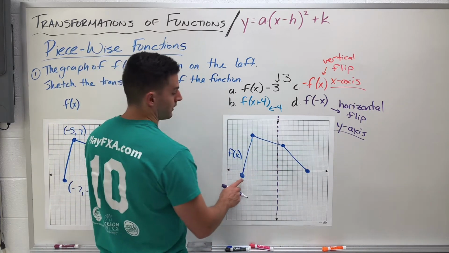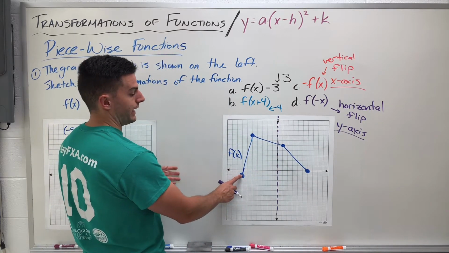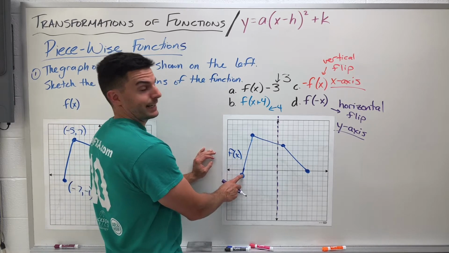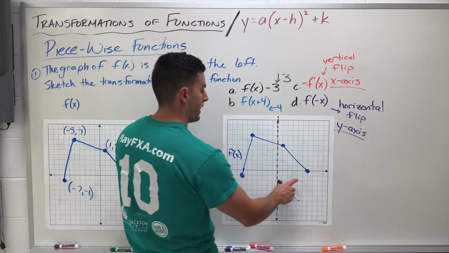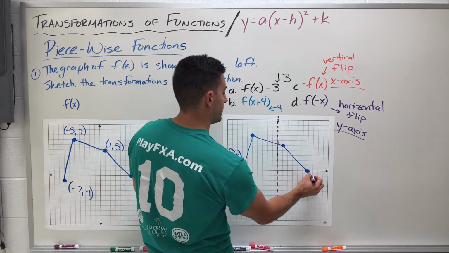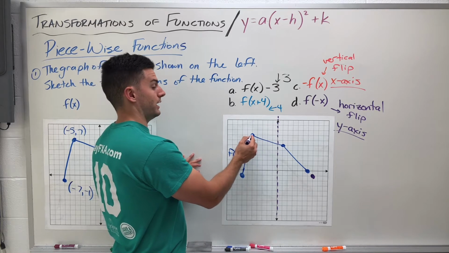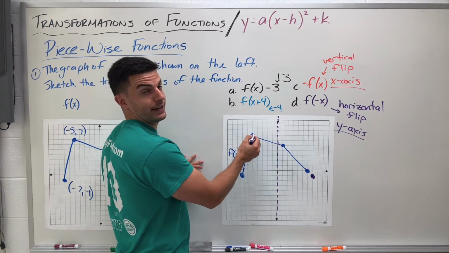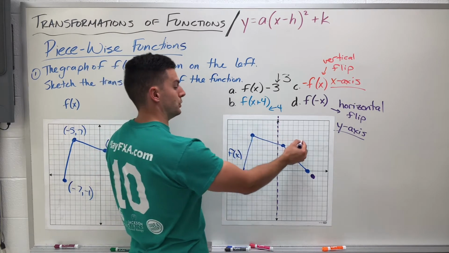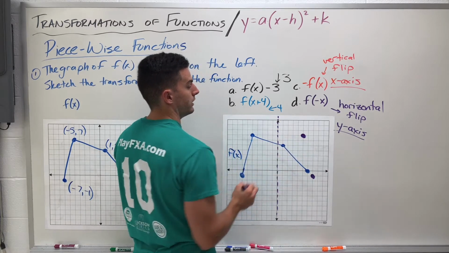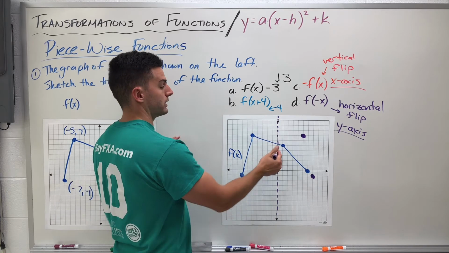So look, this point right here, the x value is -7. So negating that x value would make it +7, so that would be right here. The y value is 7. That's going to stay the same, but the x value is -5. So negating -5 would make it +5. So I would take that point right here. I'm flipping it across the y-axis.